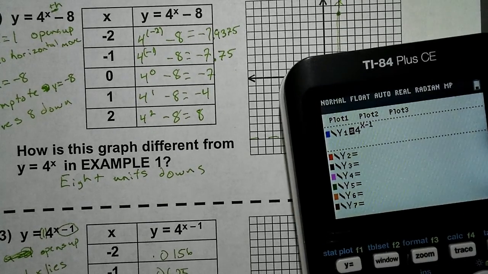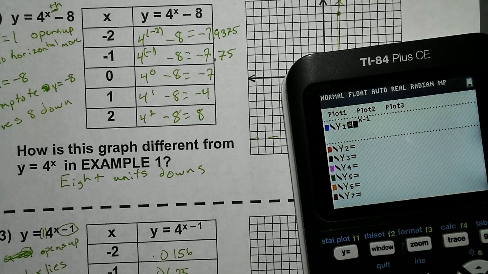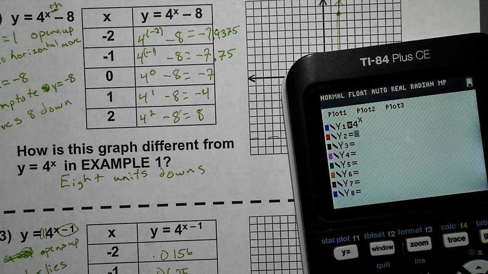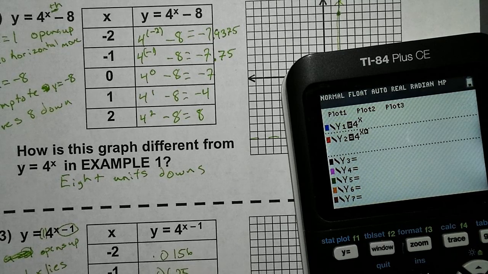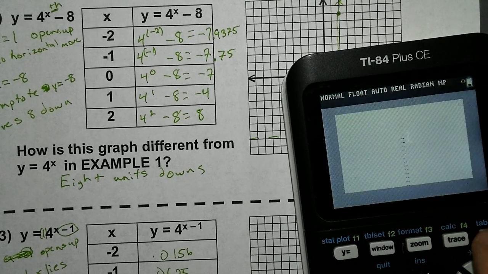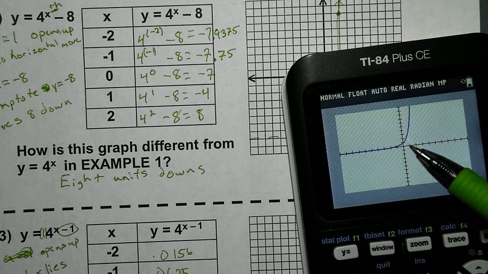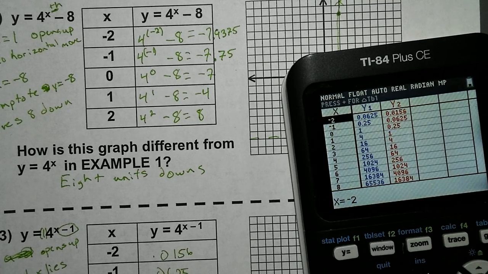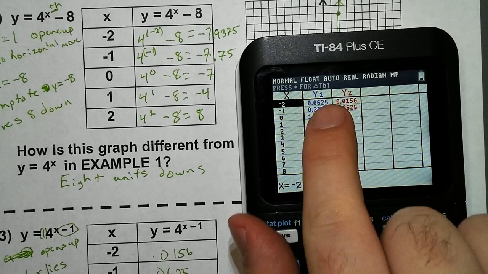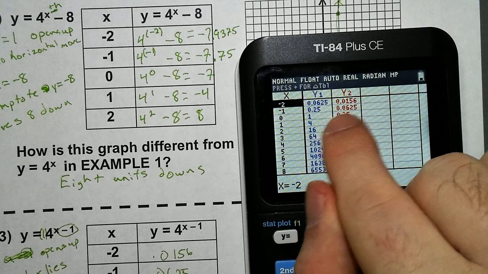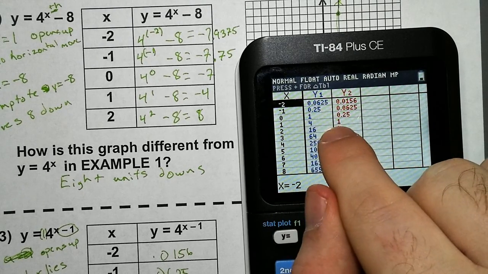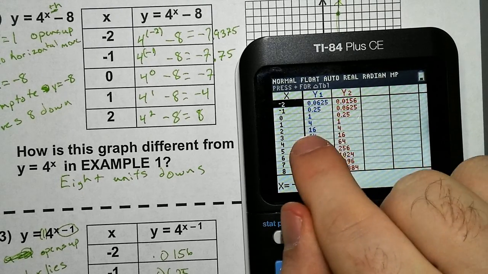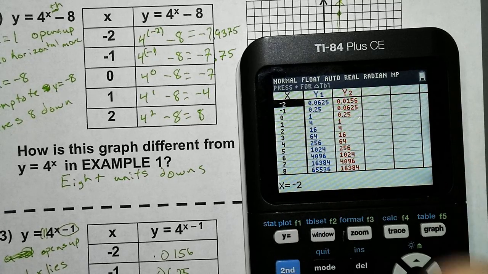If I go into Y equals, and we'll type in just 4 to the X for number 1, and then 4 to the X minus 1, we can see in our graph that from the blue to the red, it's the same graph, it's just moved over 1, and then you can confirm it in your table by seeing all your values should be 1 over from the next one. You guys see that? All the way through.